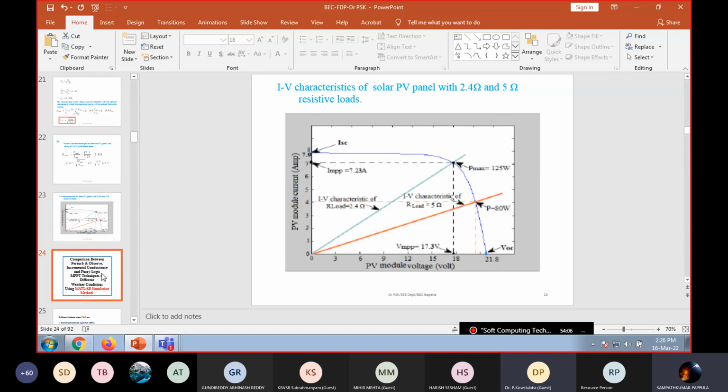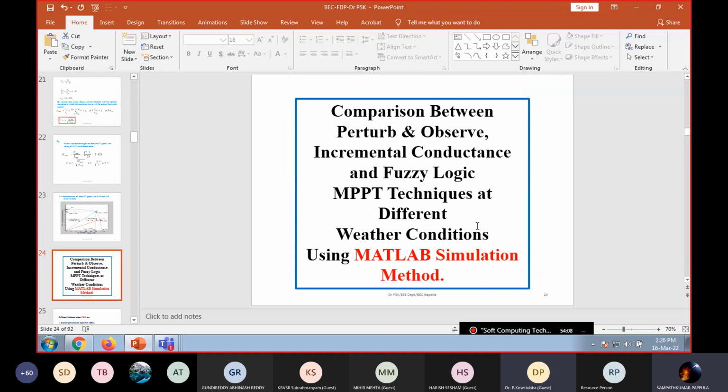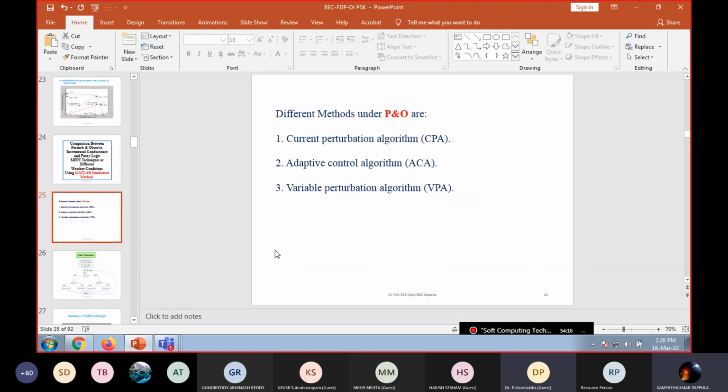Now we'll see some comparison between the perturb and observation, incremental conductance, and fuzzy logic methods one by one. Let us see now. In the P and O method, there are different types: current perturbation method, adaptive control, and variable perturbation method. So first see the P and O method.